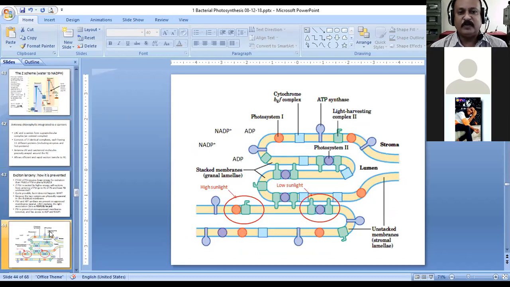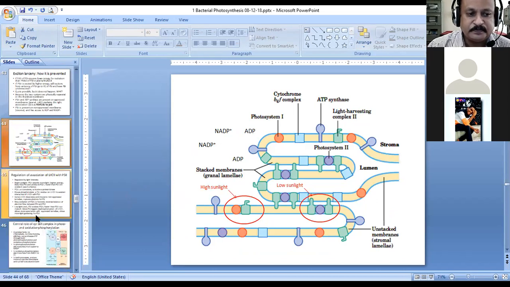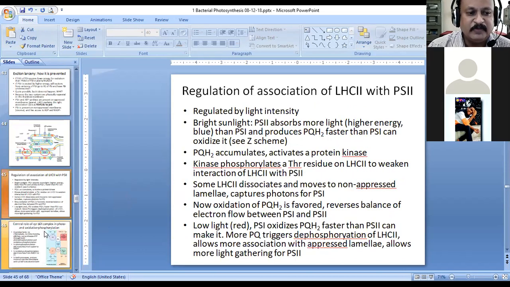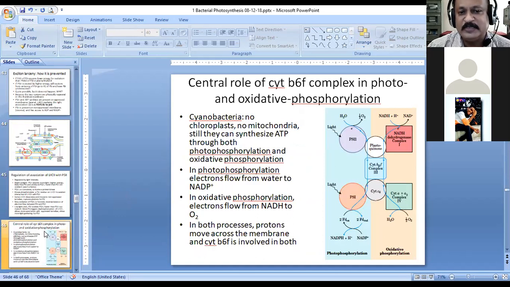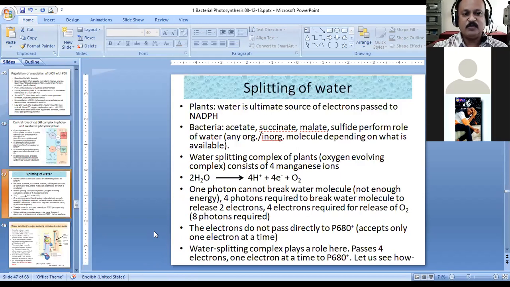In the case of dim sunlight, if the sunlight is not enough, then how does photosystem 2 get enough light? Because this particular photosystem requires more light compared to photosystem 1. We have seen how cytochrome b6f plays a central role in both photophosphorylation as well as oxidative phosphorylation. That is photosynthesis as well as aerobic respiration. And today we are going to see how the splitting of water takes place. It is a very interesting phenomenon.